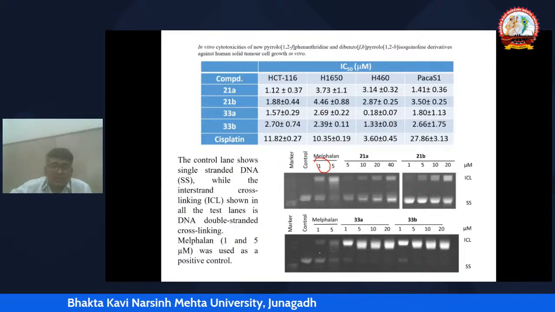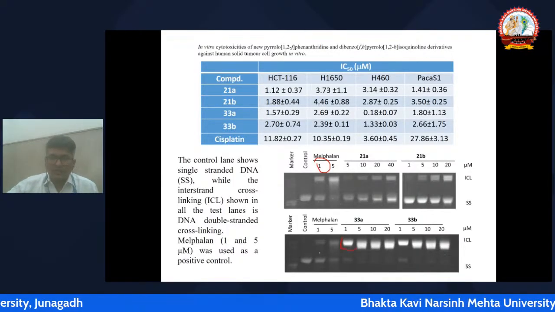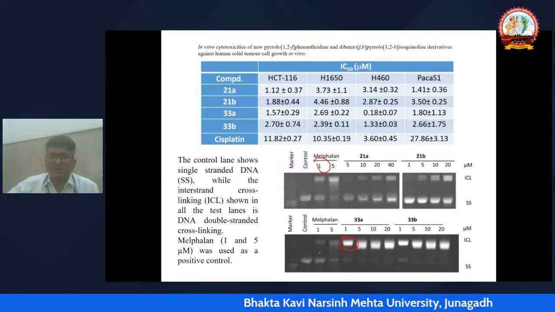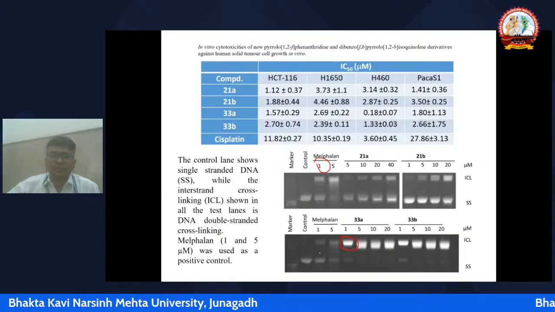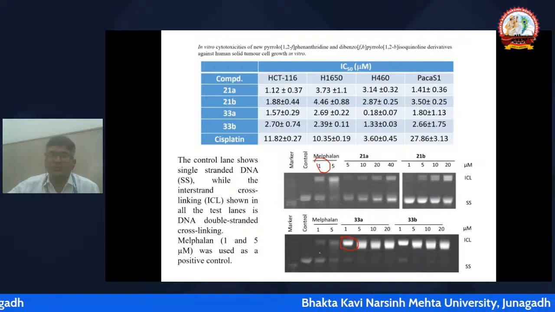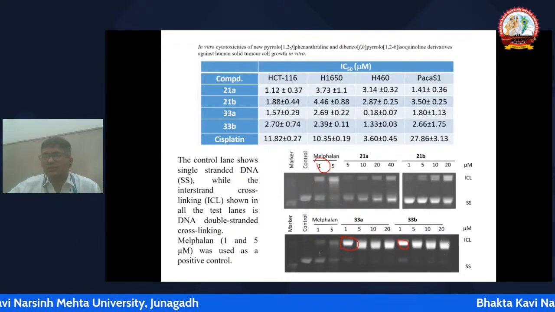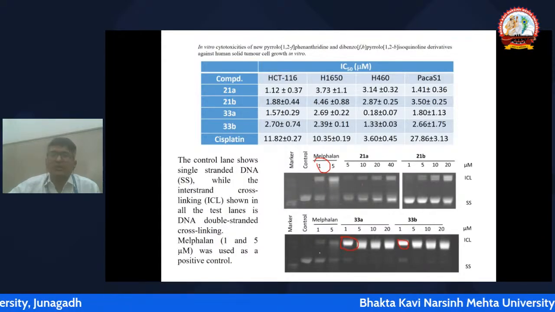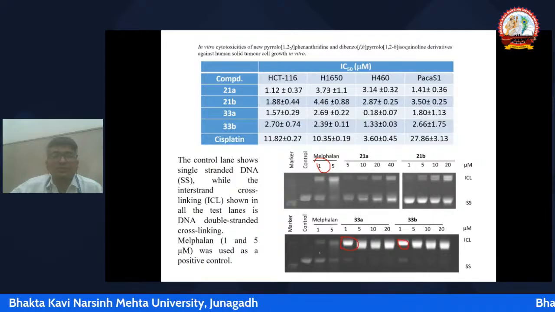And this we can see in this image here that 1 micromolar of 33A gives promising interstrand cross-linking activity. Similarly 33B also shows very good activity at 1 micromolar. So with increasing concentration, it also gives very good interstrand cross-linking. So overall the 4 molecules show very good DNA cross-linking activity.